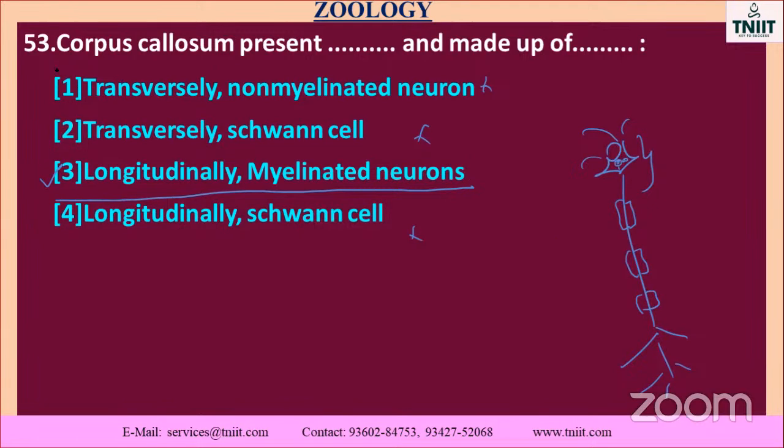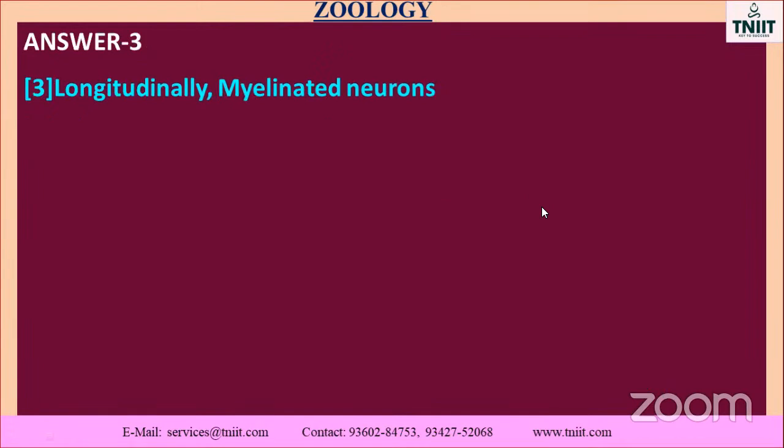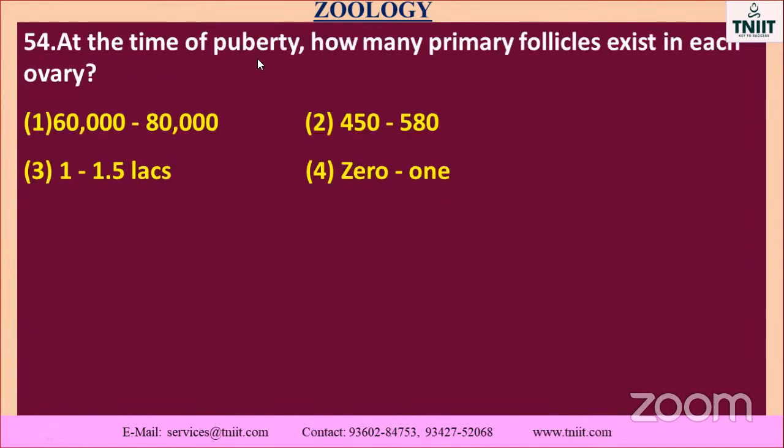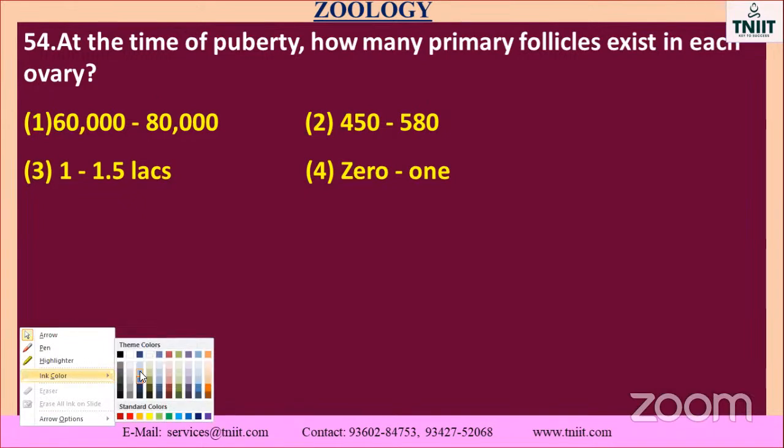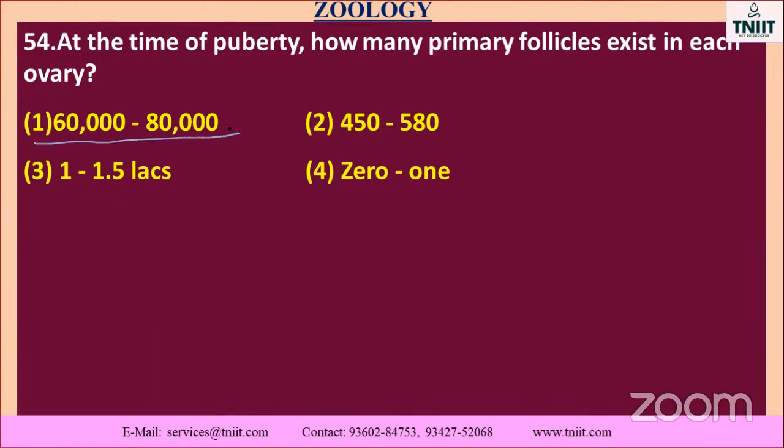So the corpus callosum is longitudinally myelinated neurons only. Don't forget, my dear students, this is a critical thinking question. Go to the next one. At the time of puberty, how many primary follicles exist in each ovary? Already we studied it. The answer is 60,000 to 80,000 primary follicles exist in each ovary. This is a direct question.